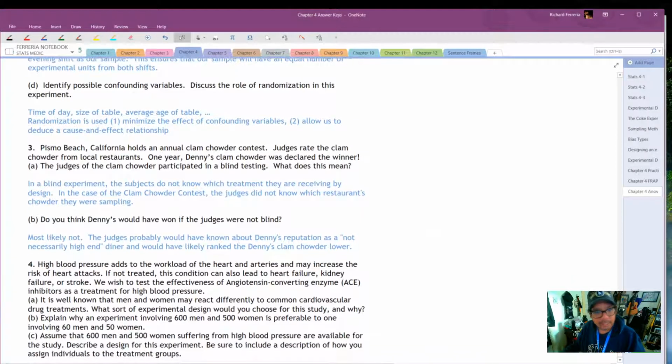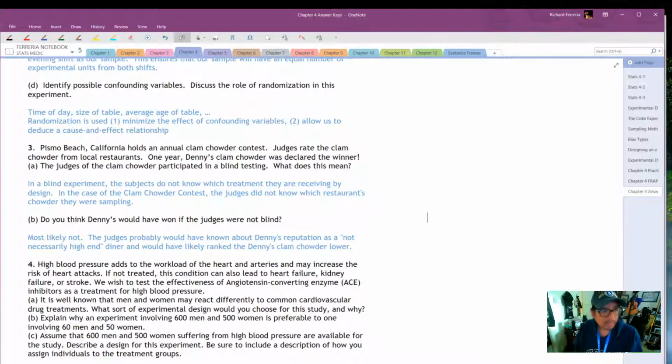And then finally, looking at this very last free response question, we've got high blood pressure adds to the workload of the heart and arteries and may increase the risk of heart attacks. If not treated, this condition can also lead to heart failure, kidney failure, or stroke. So we want to test the effectiveness of some, and excuse me if I say this wrong, angiotensin converting enzyme, ACE inhibitors, as a treatment for blood pressure.